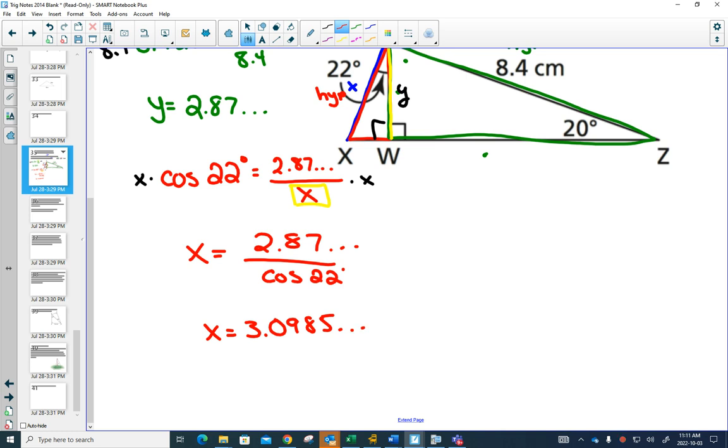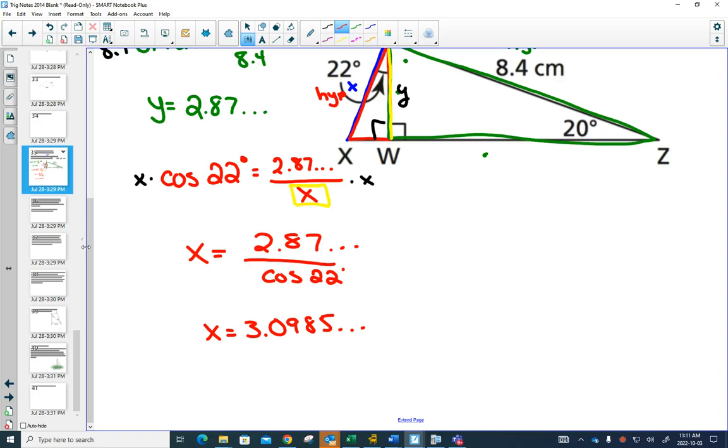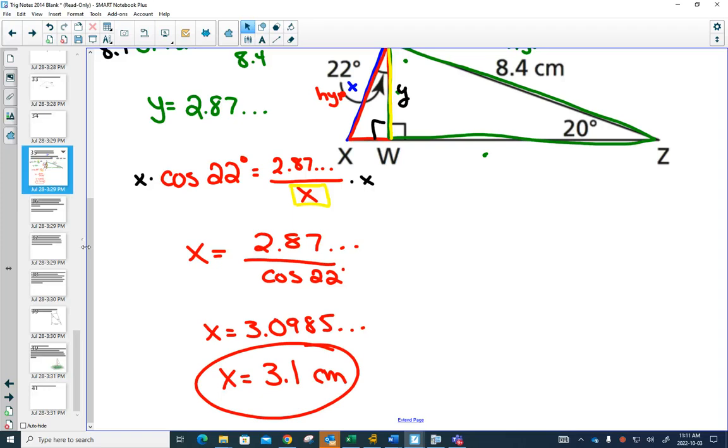Does it say what to round to? Nearest tenth. How would you round this to the nearest tenth? 3.1. Was there units? 3.1 centimeters.